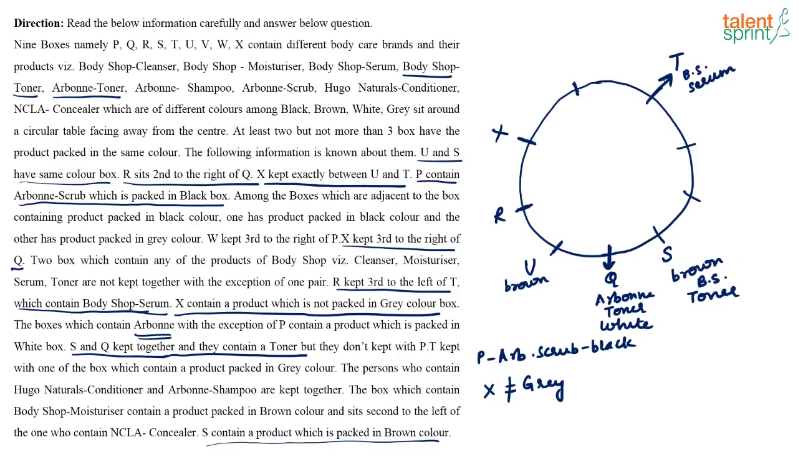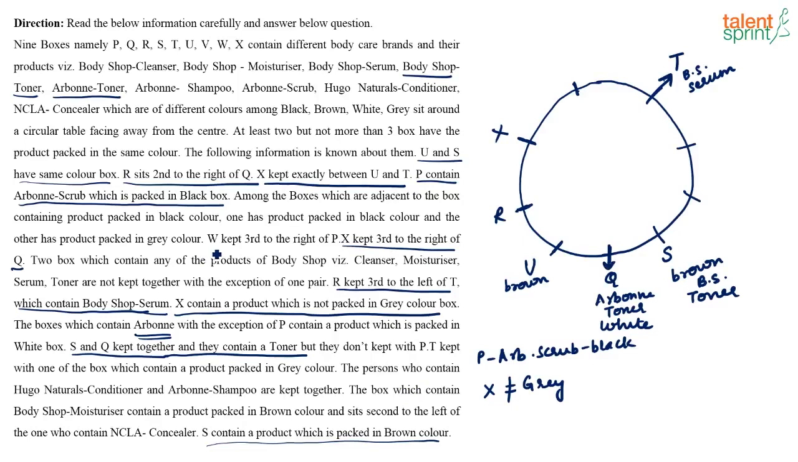Now let us go to the next statement. But they are not kept with P. So this definitely cannot be your P. Okay, that's what you understand. Let us just keep that there. Then T is kept with one box which contains a product packed in grey color. Okay. The person who contains Hugo Naturals and Arbonne conditioner shampoo are kept together. Then what else can I use?